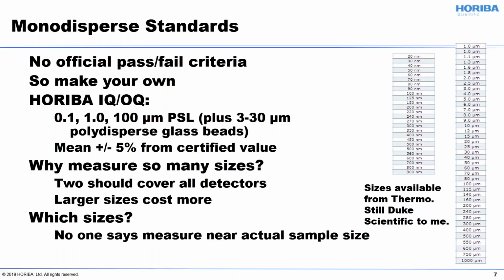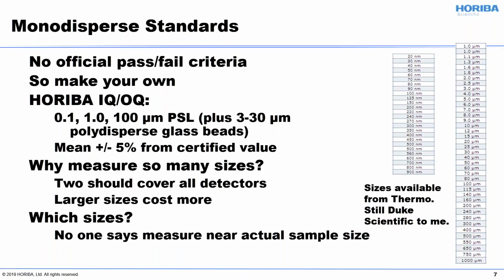Generally, we like to measure 3 different particle sizes as monodisperse standards: 0.1, 1, and 100 micron polystyrene latex. And those are generally kind of quick checks of instrument operation. And then we'll go back and measure a polydisperse glass bead standard. There are a huge number of sizes available. There's a list on the right of sizes available from Thermo, which is really the old Duke Scientific.